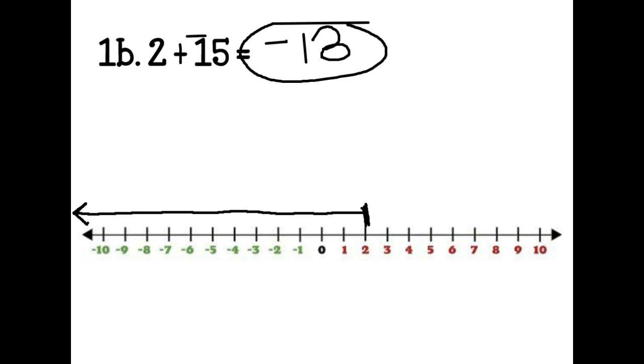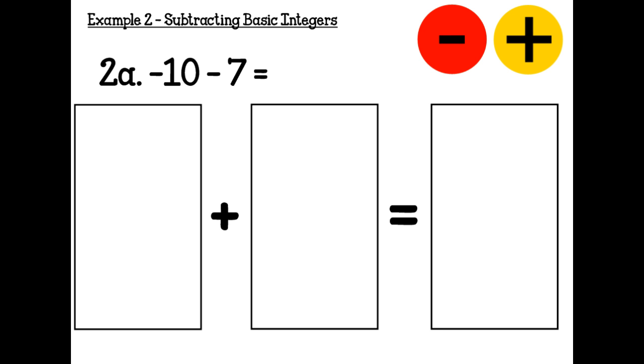So this is where you have to learn how to do it without a graph. 2a, we have negative 10 minus 7. So when I add the opposite, that becomes plus a negative 7.